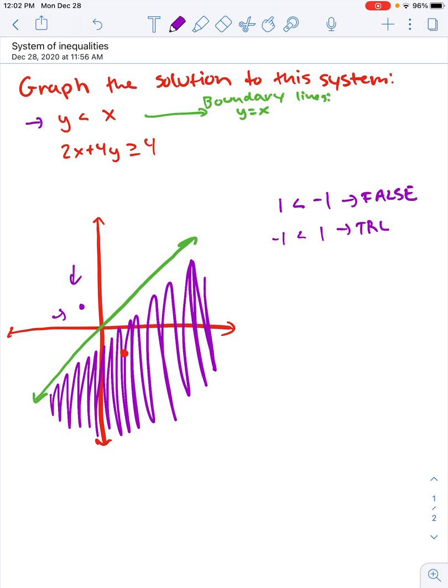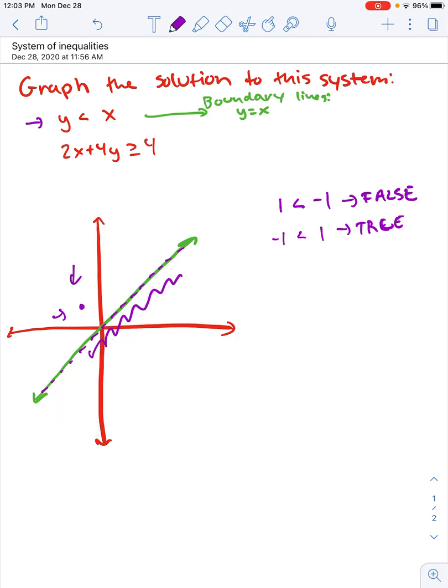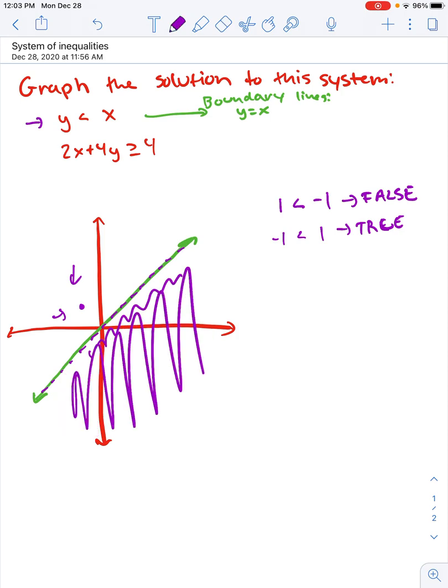Okay, so then I look at my boundary line itself, and because this is a less than sign and not a less than or equals to sign, this is going to be dotted. Okay, so we did that for, oops, shade that all in. Okay, so we dealt with that first inequality.